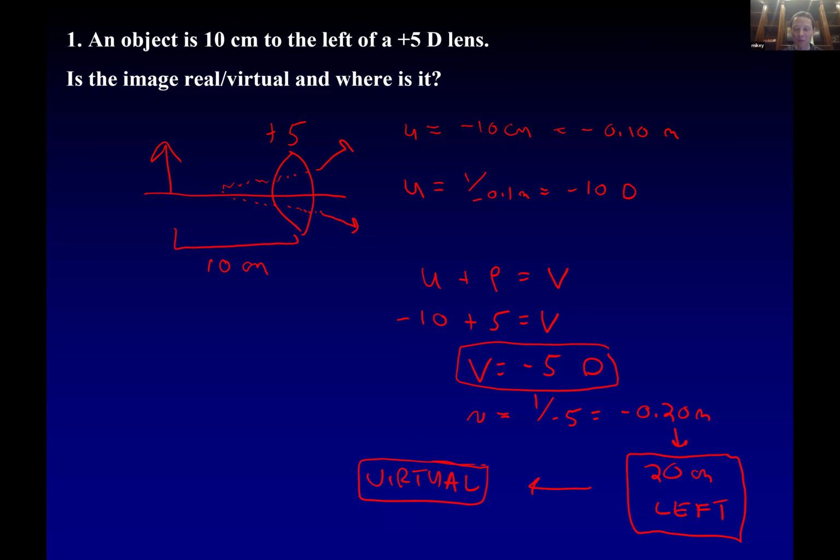So you basically say, some people are going to forget the object vergence is negative. You plug that into the equation, and that's answer A. Some people are going to forget to take the inverse of big V to get little v. And so you plug that number in and you get answer B. And some people forget that virtual images are to the left and real images to the right, and that's answer C.